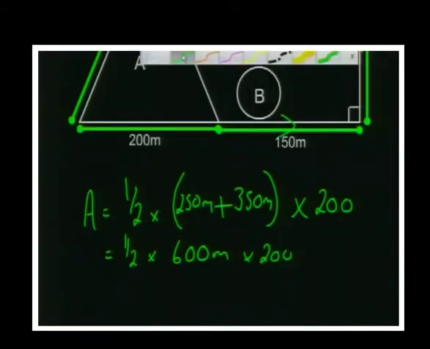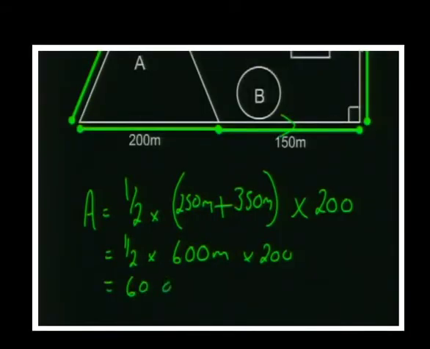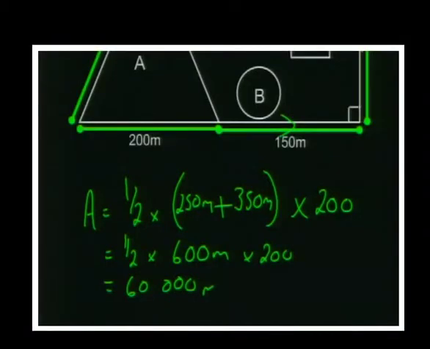Now, again, we're going to ask ourselves, 60,000 what? Can't be meters, we're not dealing with perimeter. Can't be meters cubed, we're not dealing with volume. It has to be squared because we're dealing with area. So my answer is 60,000 meters squared. So how big is this plot of land? This plot of land is 60,000 meters squared. And that's the end of question 4.